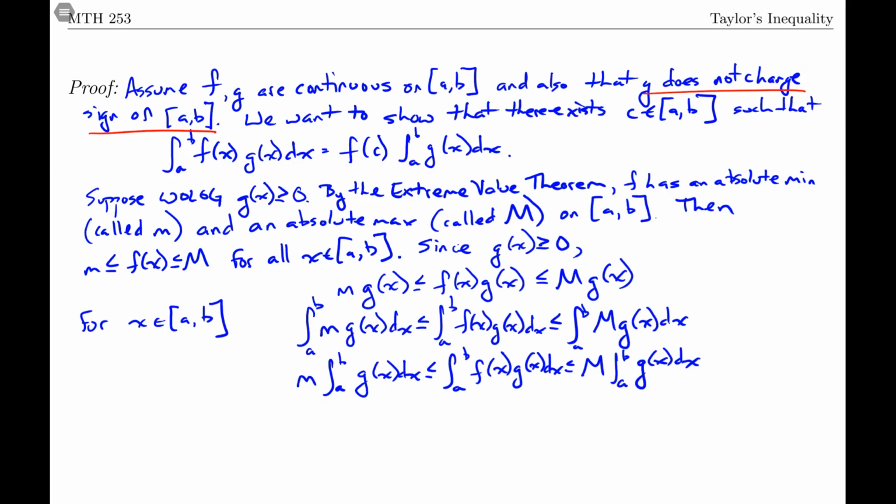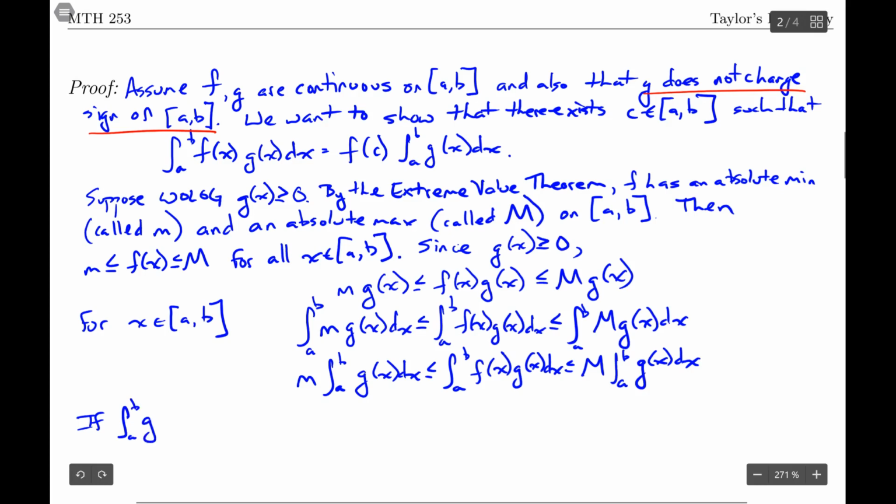Now we know a couple things about g of x. We know that it is either positive or it is 0. If it happens that g of x is 0 the entire time between a and b, then our definite integral would be 0. Then what we would have up here would be 0 is less than or equal to 0 is less than or equal to 0. And our theorem is true.